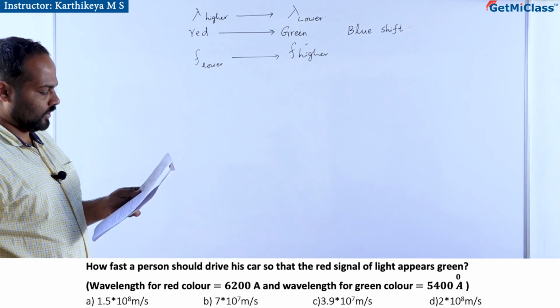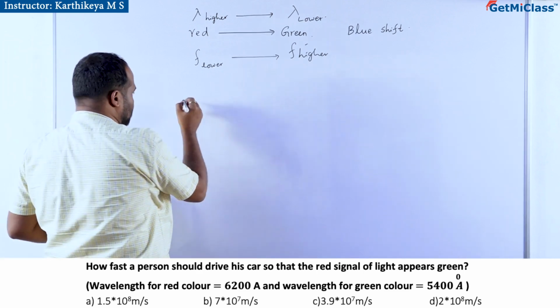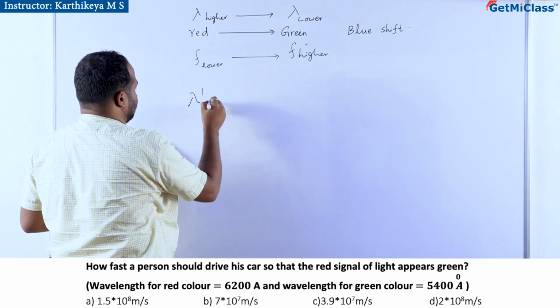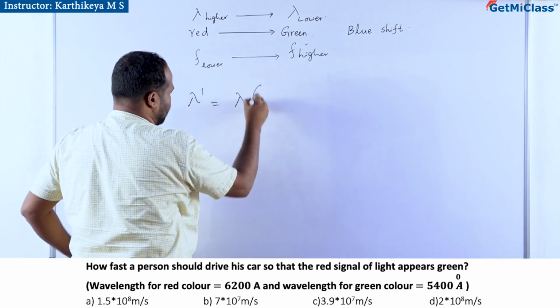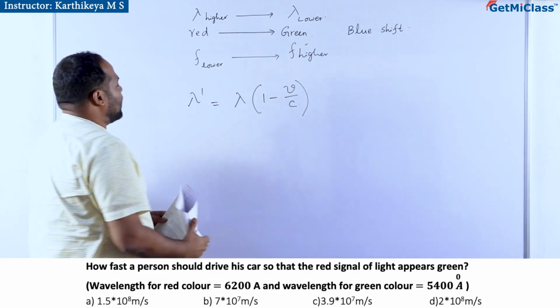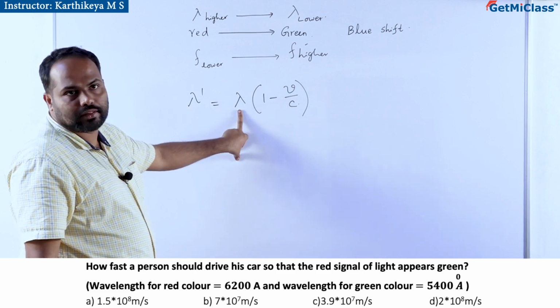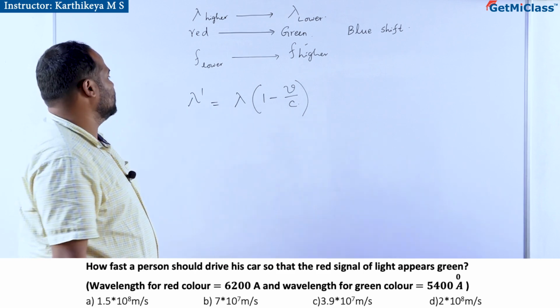Anyway, we need to find out the wavelength and the velocity. So lambda dash is equal to lambda (1 minus V by C). So the apparent wavelength should be lower in comparison to the initial wavelength.